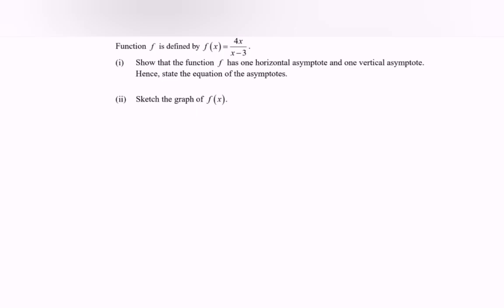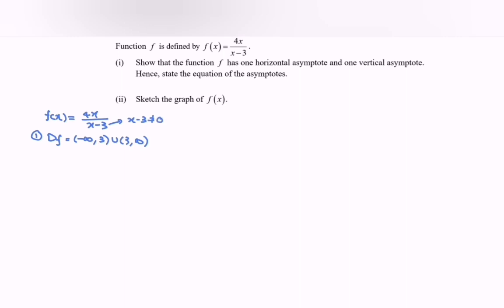Hello everyone, in this video I'm going to discuss an example for limits. Function f is defined by f(x) equals 4x over x minus 3. Step number 1, find the domain. So the domain will be negative infinity until 3 union 3 until infinity, because in here x minus 3 cannot be equal to 0.